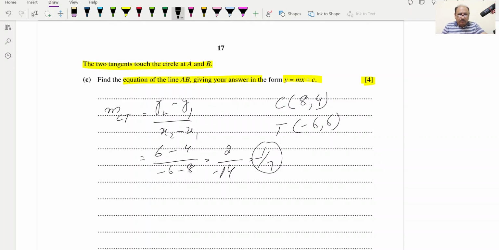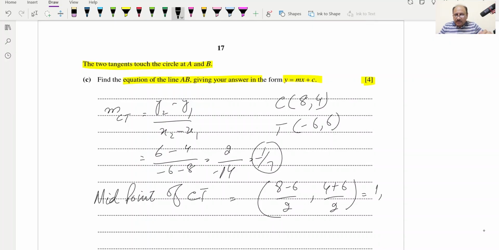And the midpoint of CT, we can take as M. So M will be what? Will be equal to coordinates, we can add them and divide by 2. So 8 minus 6 by 2, add them and divide by 2, so 4 plus 6 by 2. And this will be equal to 2 over 2 will be 1, and 10 over 2 will be 5. So 1 and 5.